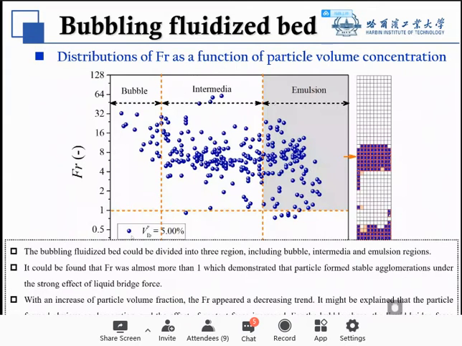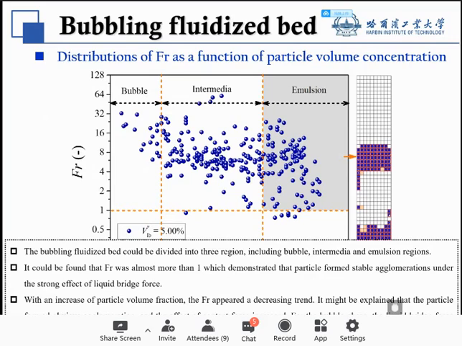Next, we introduce the distribution of Fr as a function of the particle volume concentration. Here you can use different methods to show your results, such as a video, a figure, or a table. Here I use figures to show my results. If you have many figures, you can group them into one figure, so you can give more results and information to your listeners.